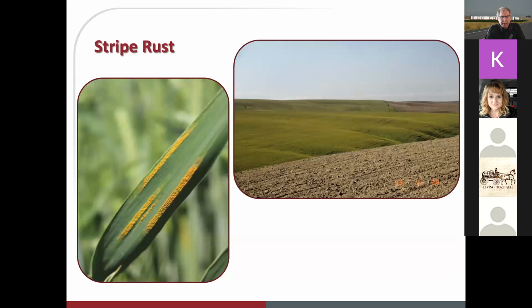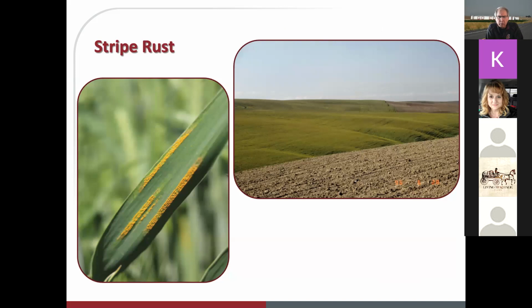What you see here is an example of a very classic stripe rust symptom, these long yellowish orange stripes in the leaf. And that's where the name comes from, stripe rust. This yellowish material, some people call it Cheeto dust, is actually spores of the stripe rust fungus. And these spores are spread by wind and can travel relatively long distances.